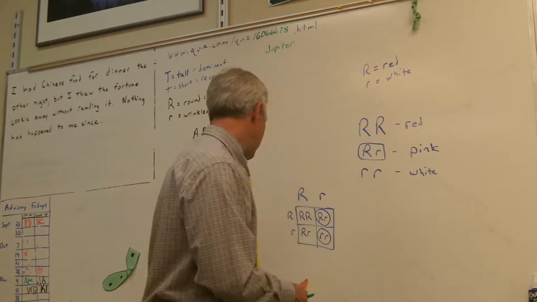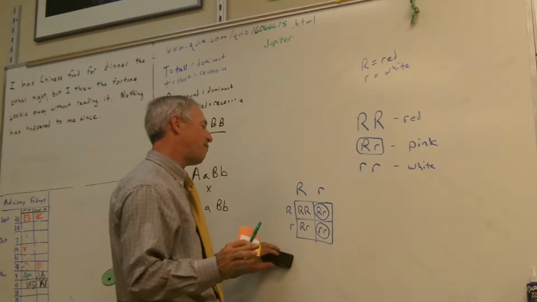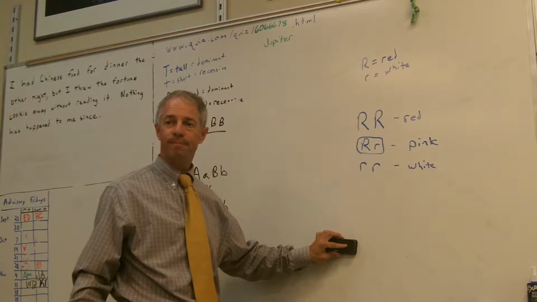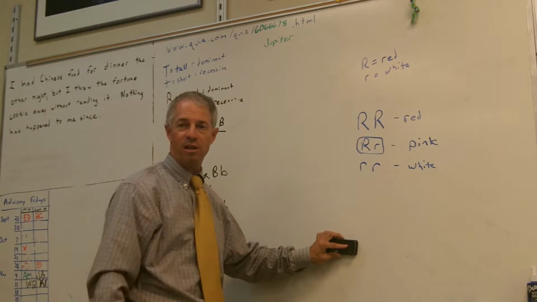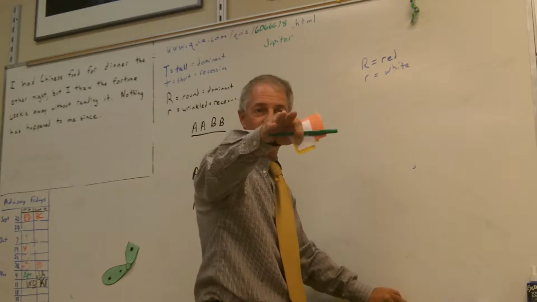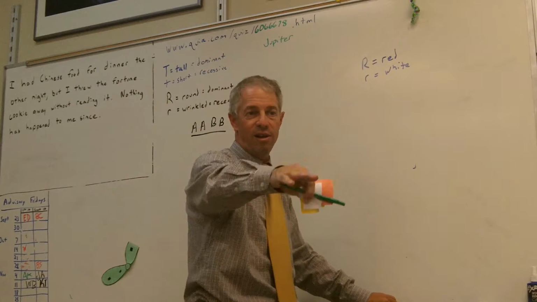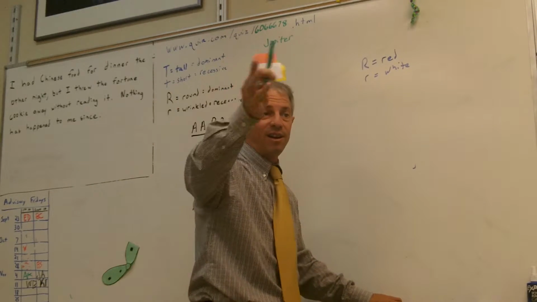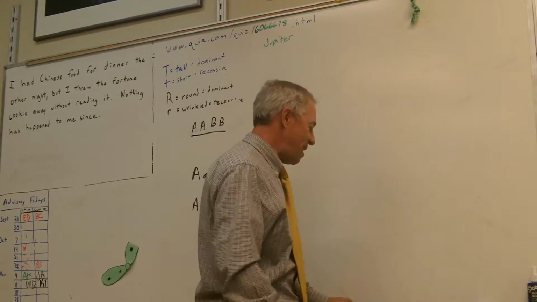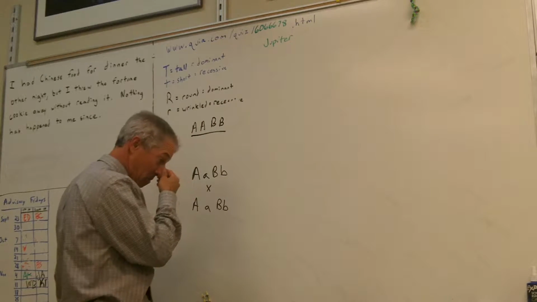Now, let's talk about blood types. Blood types do something a little different. Does anyone here know their blood type? What's your blood type, Austin? A positive. Anyone else? O positive. O negative. Anyone else? What's the rarest blood type? AB negative, I think that's the rarest. Why is it so rare?